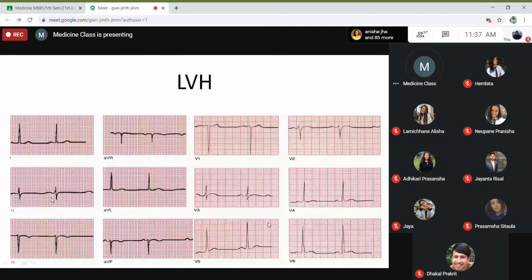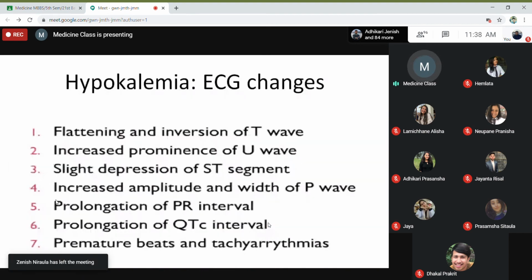From exam point of view also, in hypokalemia you'll have flattening or inversion of T wave, increased prominence of U wave, and there will be slight depression of ST segment, prolongation of PR interval, prolongation of QT interval, and there will be any kind of arrhythmias, tachyarrhythmias, or premature beats.